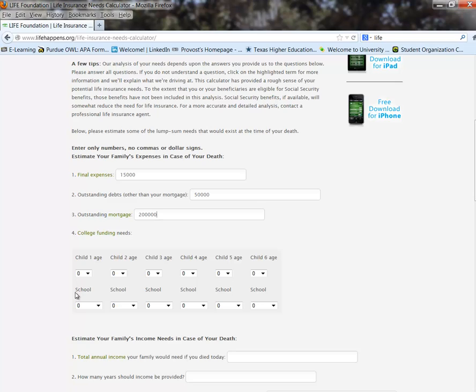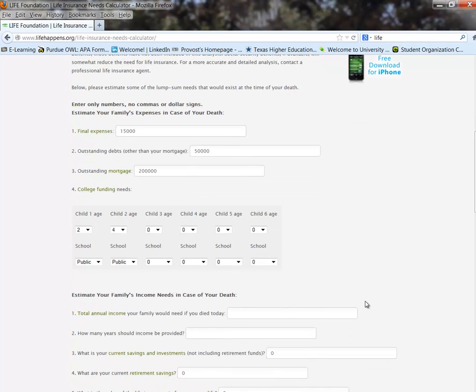See, this is the best approach because it looks at all of your immediate needs at the beginning, when you die. And then it also looks at the future needs. Okay, so child one's age right now. Let's say that you have a child that's 2 years old, and let's say you have a child that's 4 years old, and they're both going to go to, let's say, public universities. Why is the difference there? Because private typically costs quite a bit more than public.